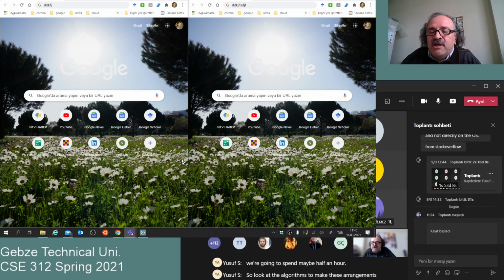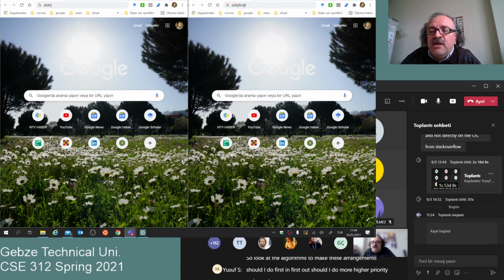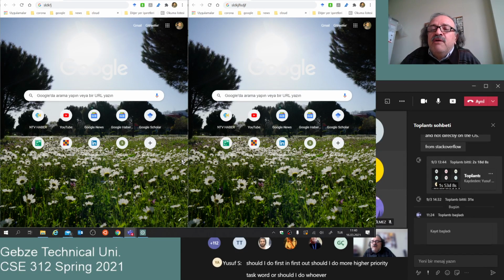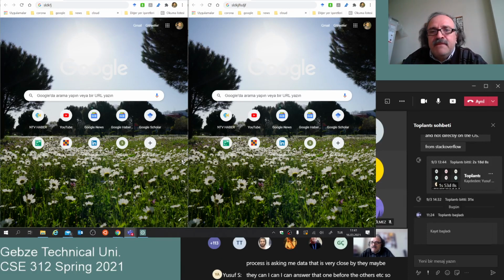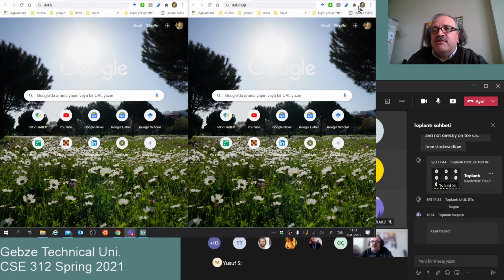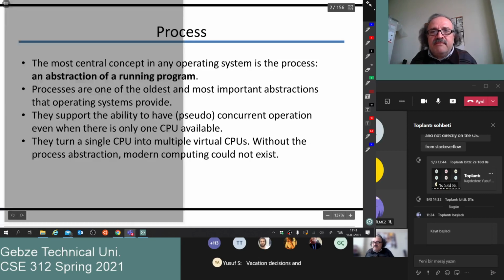Should I do first in, first out? Should I do the higher priority task first? Or should I do whoever can be responded to in a more efficient way? For example, if my read write head is at the beginning of the track, and if the other process is asking for data that is very close by, I can answer that one before the others, etc. So those are all design decisions, disk request execution decisions, and we are going to talk about them.